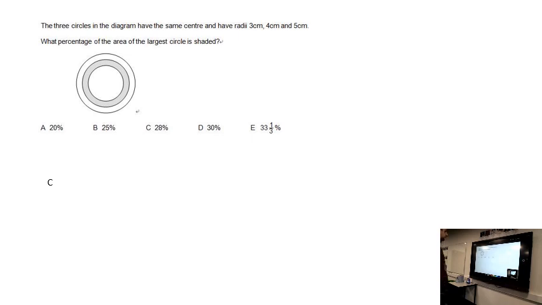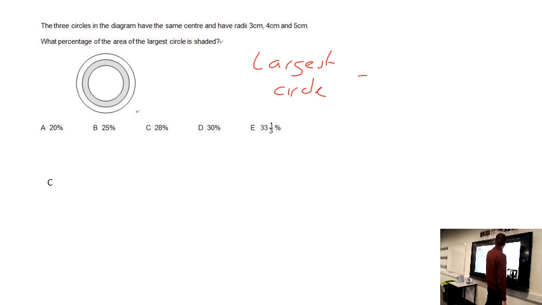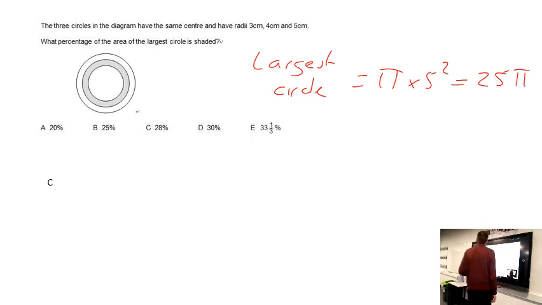Okay, so let's find the area of the largest circle. So the area is equal to pi times radius squared. The radius is 5, so 5 squared is going to be 25. Now we want to find the area of the shaded area.